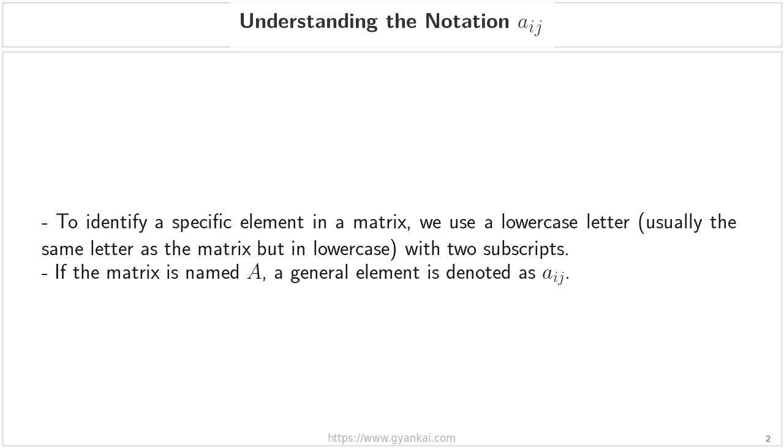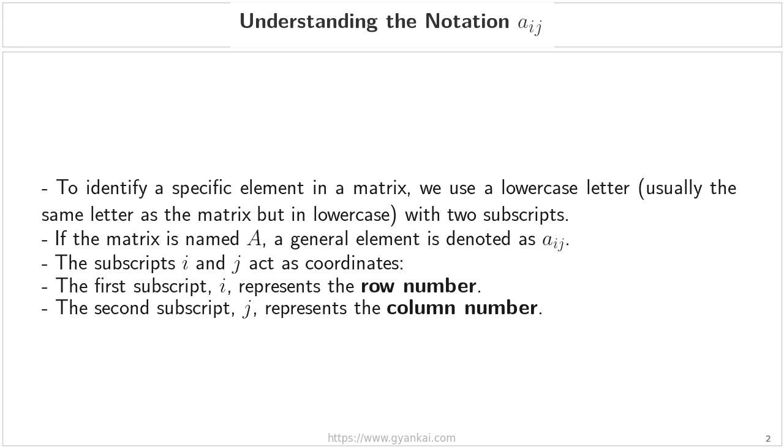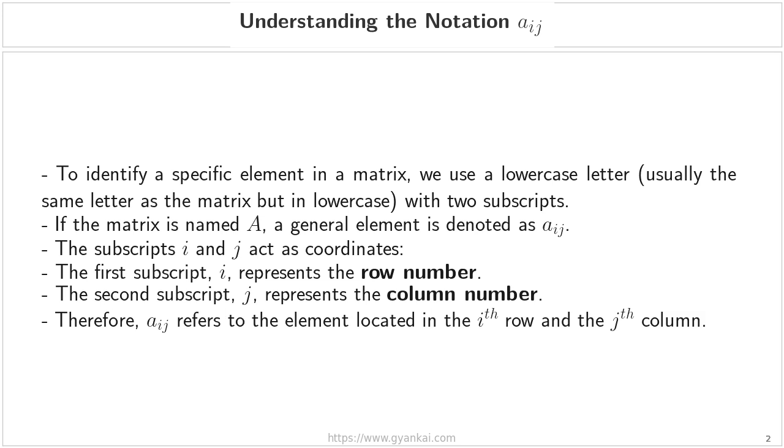For instance, if the matrix is named capital A, a general element within that matrix is denoted as lowercase a sub ij. You can think of these subscripts i and j as coordinates. The first subscript, i, represents the row number, while the second subscript, j, represents the column number. Therefore, the notation lowercase a sub ij refers specifically to the element located in the ith row and the jth column. In the next slide, we will look at some concrete examples to see this in action.